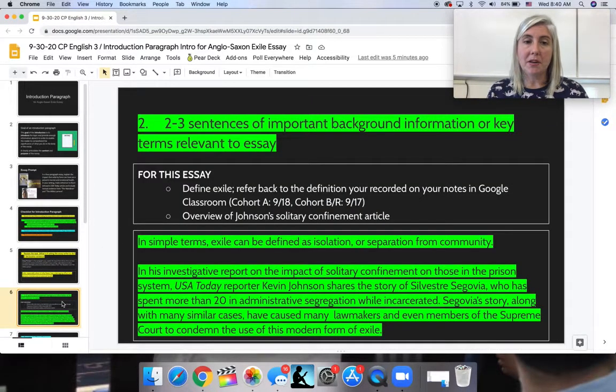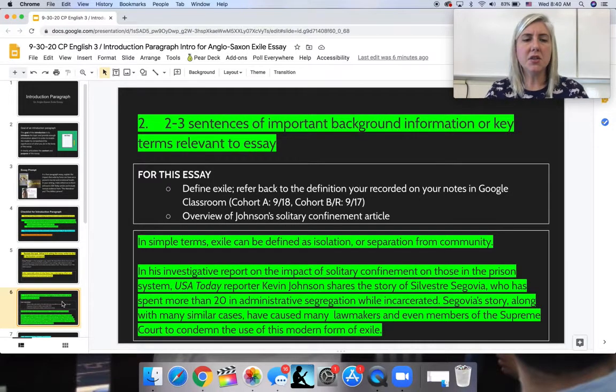Okay. Step 2 of an introduction paragraph says include 2 to 3 sentences of important background or key information, key terms relevant to the essay. For this particular essay prompt, I need to define exile, and I need to give some kind of overview of Kevin Johnson's solitary confinement article, because as I noted, that's kind of serving as the inspiration for us to connect this to the older texts.